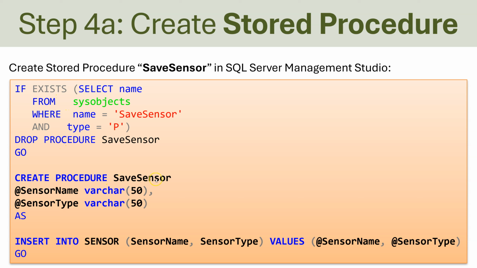I will just call it save sensor. It has 2 inputs, sensor name and sensor type. And then inside here we just use this query: insert into sensor, sensor name, sensor type, and values.